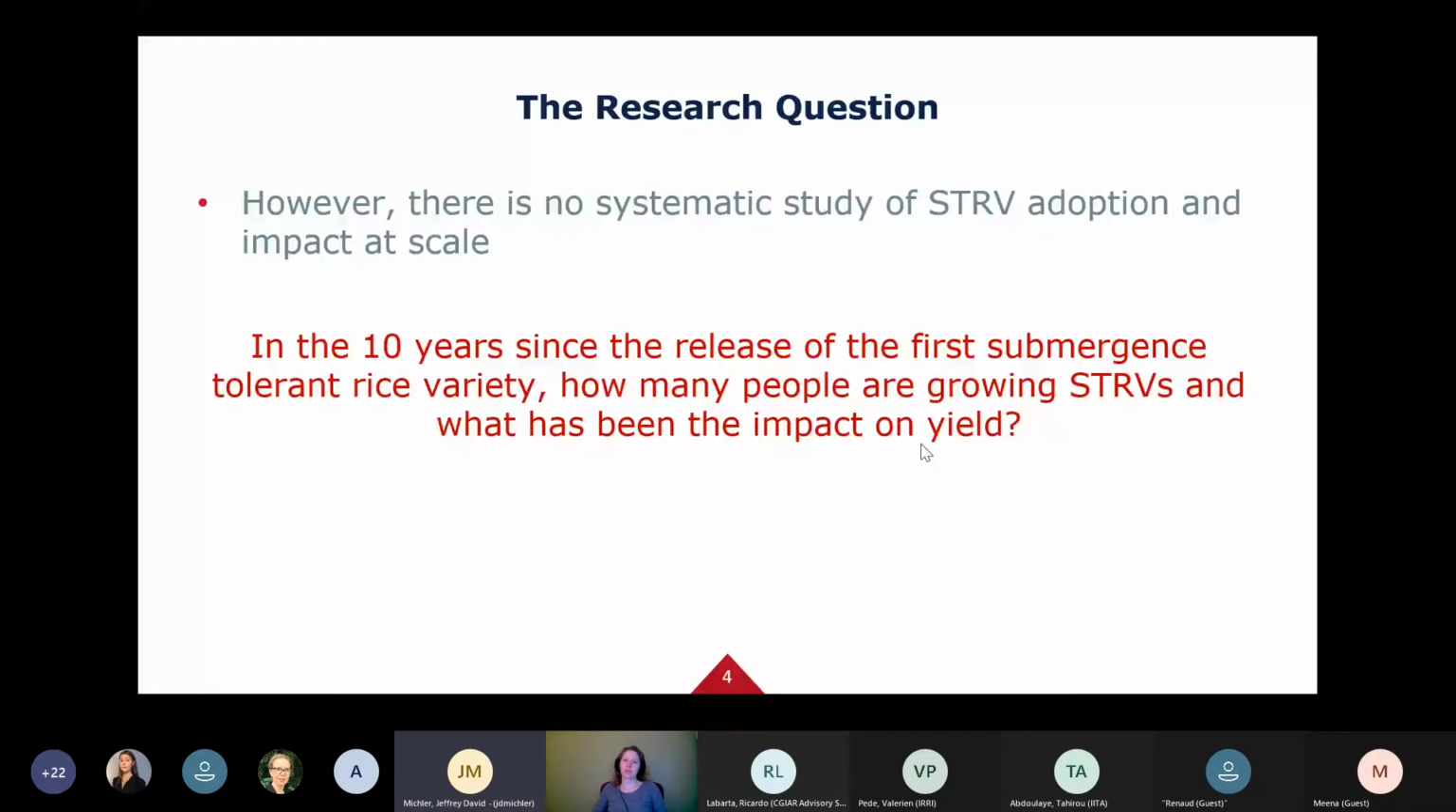So, if you want to answer the question, what has been the impact of, let's say, Swarna sub 1, which is kind of the first of these submergence-tolerant rice varieties in South Asia, how many people are growing it now? What's been the impact over the 10 years that it's been out there? Has it been an effective investment for the CG? Does it contribute to the public good argument for the CGIAR?